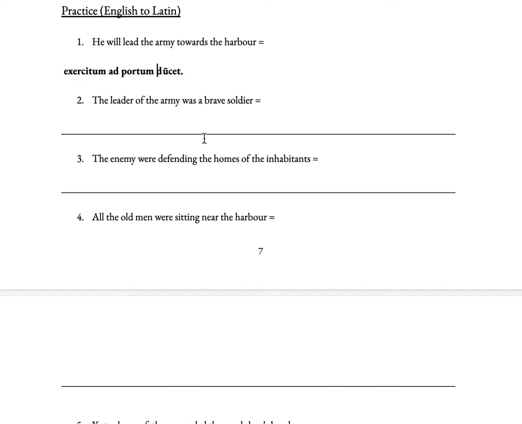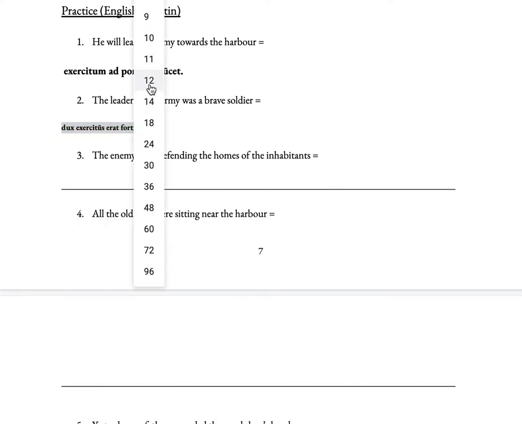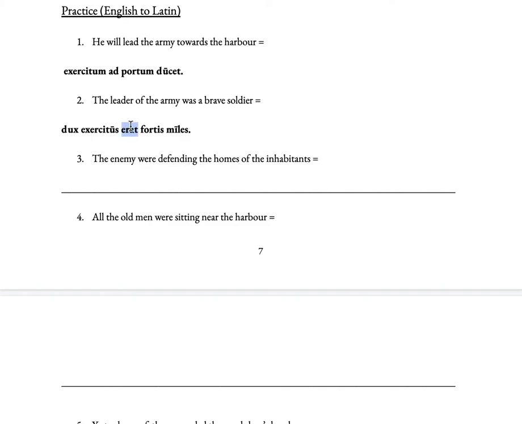Except that what you might want to do is put ducet at the end, because it's the main verb. Okay, then the leader of the army. Okay, so leader is dux, and then of the army, exercitus, so we want the genitive singular, of the army, was, erat, a brave soldier, fortis miles, like that. So dux exercitus erat fortis miles. Now here again, I would say put erat at the end because it's the main verb. So fortis miles erat. Or you could also put the adjective after. It's probably a bit more common to have fortis after the noun. So miles fortis.